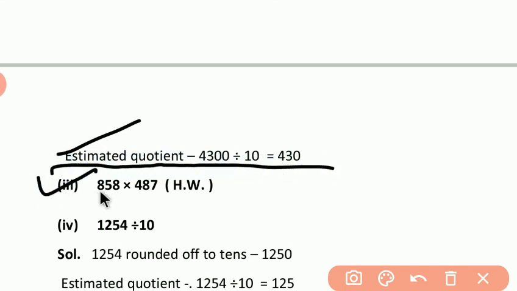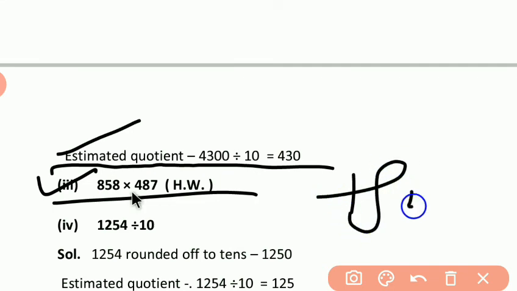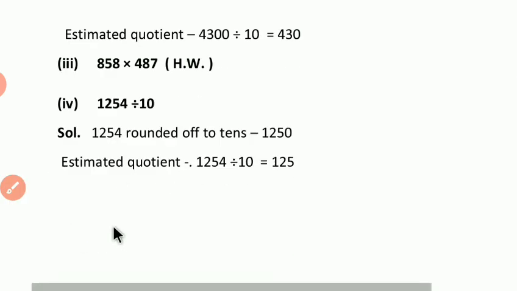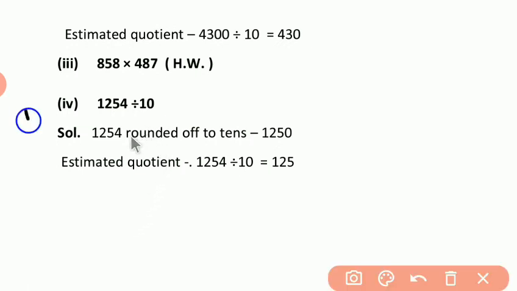Third one, 858 into 487. In this also you have to first estimate to the nearest 10. After estimating to the nearest 10, you have to multiply to find the estimated product. Fourth one, 1254 divided by 10.